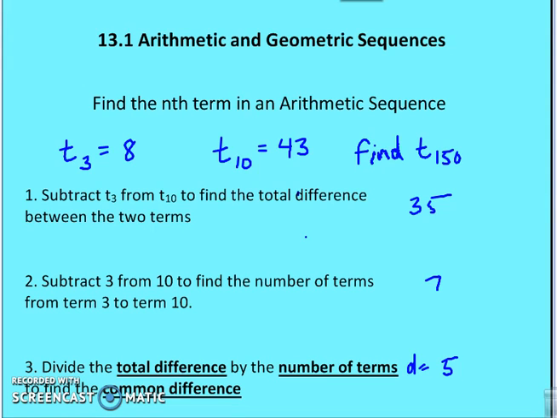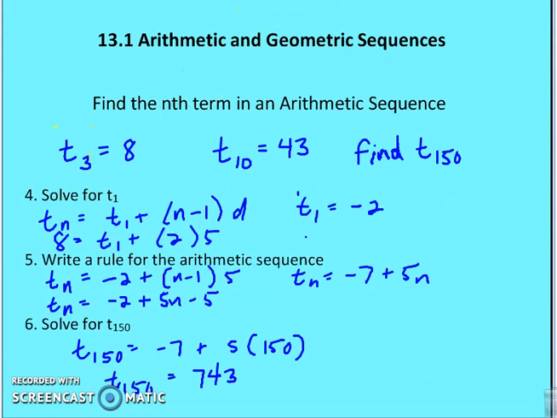We need to find now the first term, and we're going to back that out of the value that we have for the third term, 8. So we're going to solve for t sub 1. We know t sub 3 is equal to 8. 8 is equal to t sub 1 plus 2 times 5. So 3 is n minus 1, 2 times 5. We know there are two different terms between t sub 3 and t sub 1. So we can find out that 8 is equal to t sub 1 plus 10, or t sub 1 is equal to negative 2.